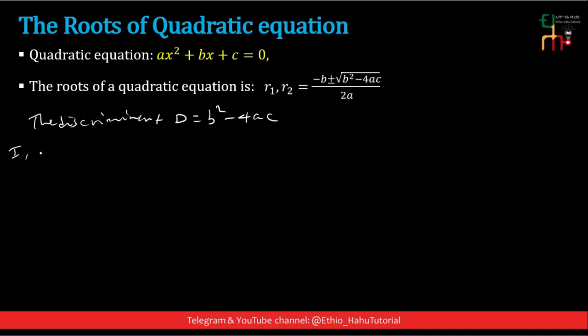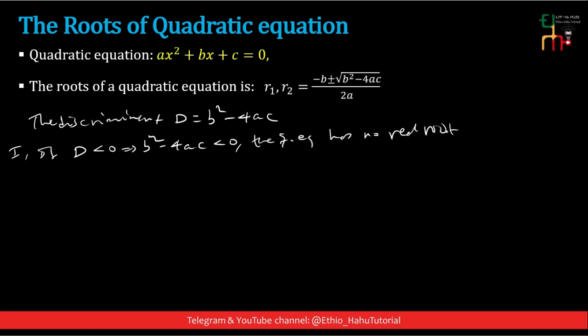The first one, if d is less than 0, which implies b squared minus 4ac is less than 0, the quadratic equation has no real root, because the square root of a negative number cannot be real. Therefore, the quadratic equation has no real root.